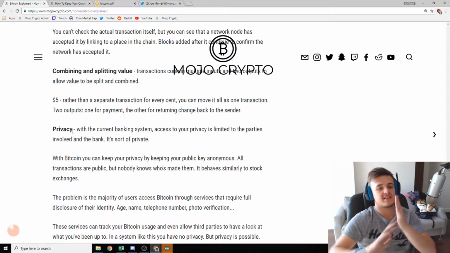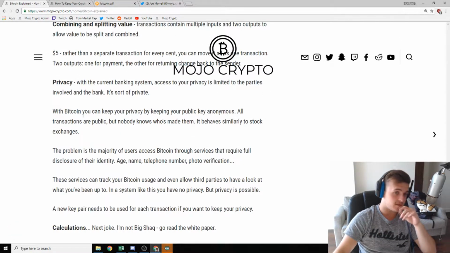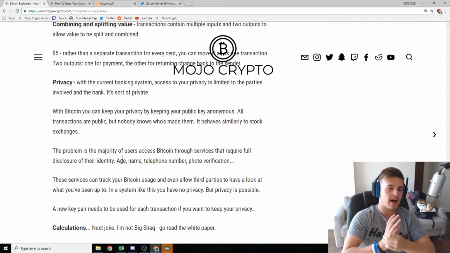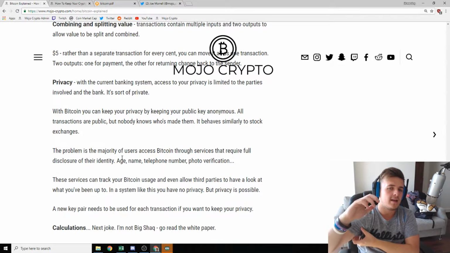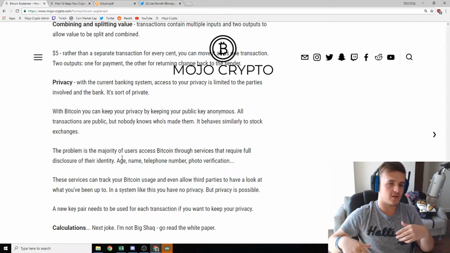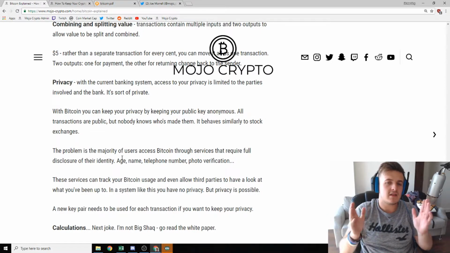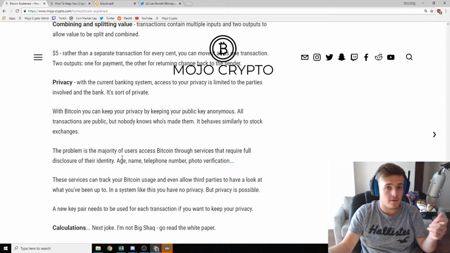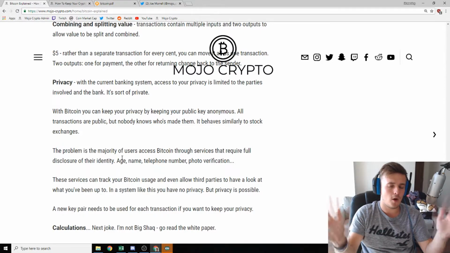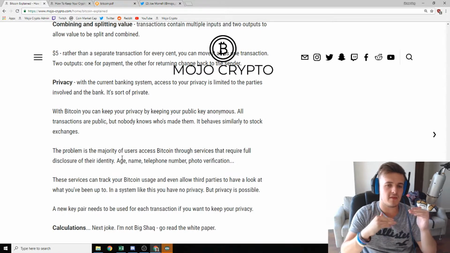Privacy. So this is pretty much the end of it now. So privacy. With the current banking system, access to your privacy is limited to the parties involved and the bank. So it's sort of private. So only me and you can see a transaction between us. But the bank can also see that transaction, and whoever the bank lets in. So a bank could let a third party, they could let law enforcement look in and see it. So it's not completely private, it's not public, but it's a bit in the middle.